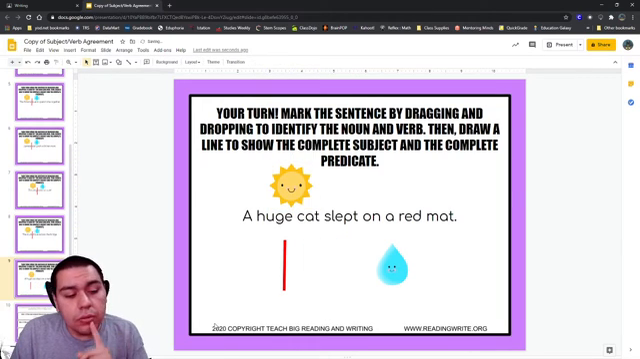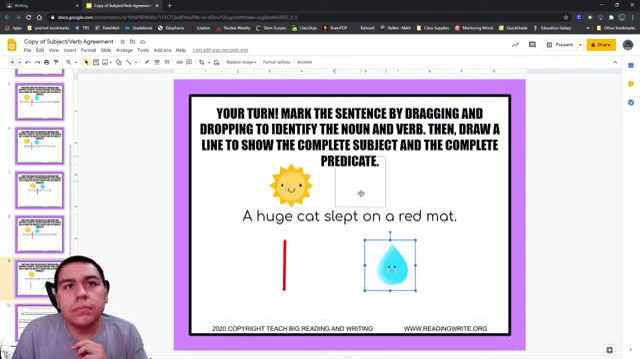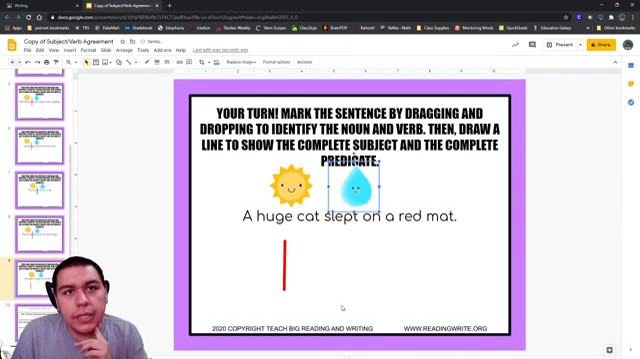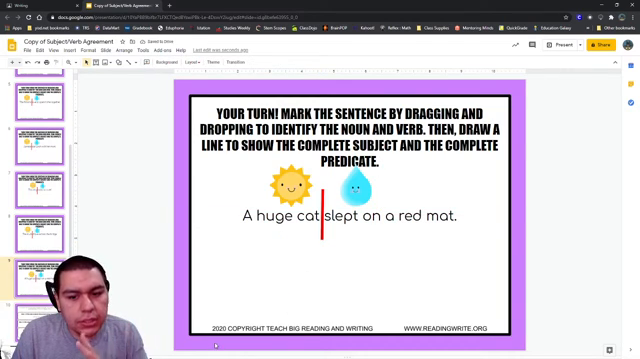Okay. Now, who can help out Brianna with the rest? What is that cat doing, or what happened to that cat? What did the cat do, or what happened to the cat in that sentence? Nakai, what did the cat do? The cat slept on the red mat. Perfect. The cat slept. Take my line, separate my subject, my predicate.